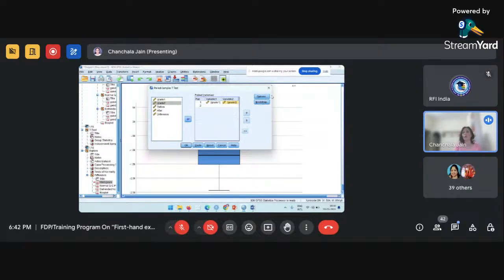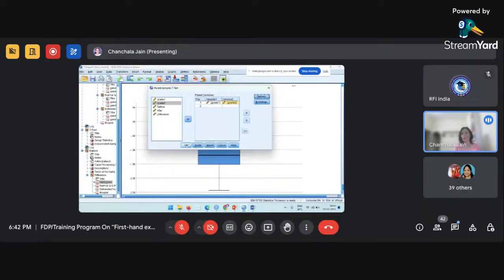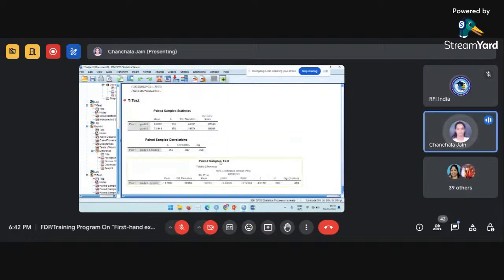Then I think you do not need to do anything. Using the options, you can check the confidence interval percentage is 95%, right? So you can click on continue. It shows that your level of significance is 5%, right? You can change it if you want. Then you can click on OK to get the output. So may I click on OK? Yes, ma'am. Once you click on OK, you can see the output is generated.